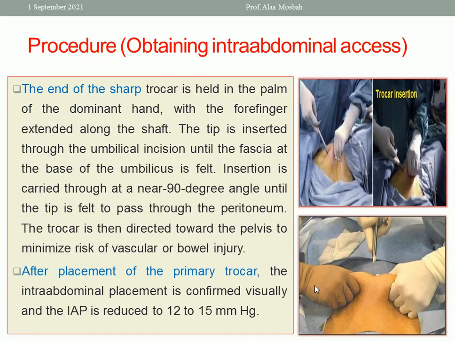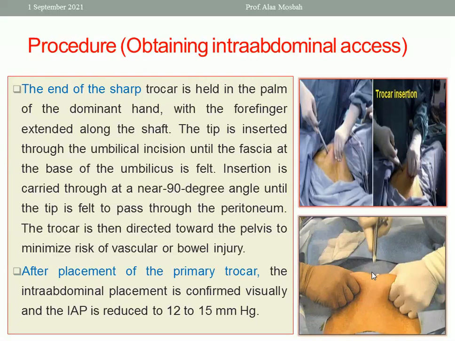Okay, the end of the sharp trocar is held in the palm of the dominant hand, as you see in the picture, with the forefinger extending along the shaft and close to the sharp tip. The trocar is inserted through the umbilical incision until the fascia at the base of the umbilicus is felt. Insertion is carried through at a near 90-degree angle until the give is felt as it passes through the peritoneum. The trocar is then directed toward the pelvis to minimize the risk of vascular or bowel injury.